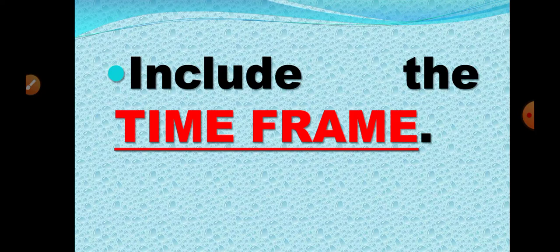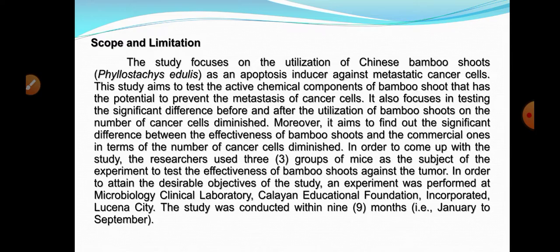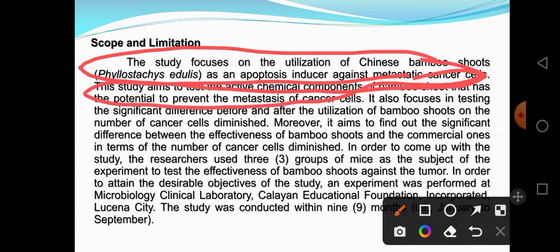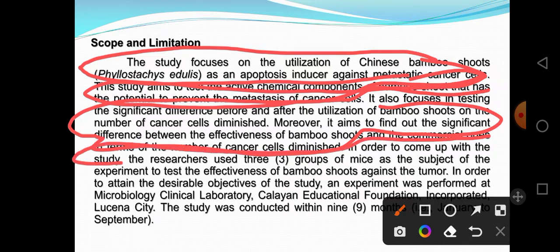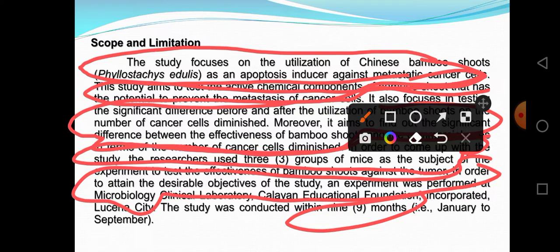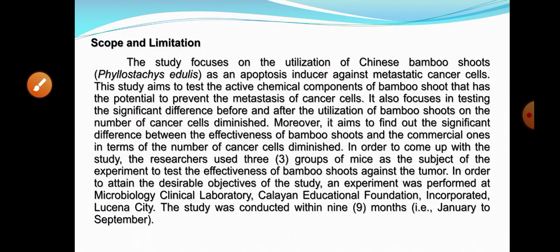Combining all these six pieces of information in one paragraph, we come up with the scope of the study. The first is our IV and DV. Then we have our general objective, then our specific objectives, then our experimental unit, and then the locale of the study. And lastly, we have our time frame. Those are the guidelines on how you can write the scope of your study.